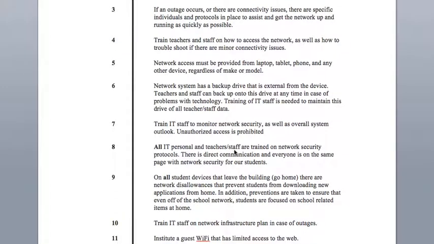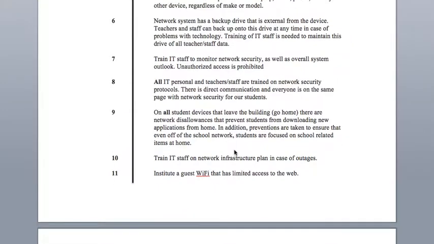Wanted to point out number 7 as well, to train IT staff to monitor network security as well as the overall system outlook. Unauthorized access is prohibited, but at the same time, we do have a guest Wi-Fi network as well. Last one I really wanted to point out was number 8. All IT personnel and staff/teachers are trained on network security protocols. There needs to be direct communication between everyone, so that network security is a big priority for our students, and everybody remains safe on our network.